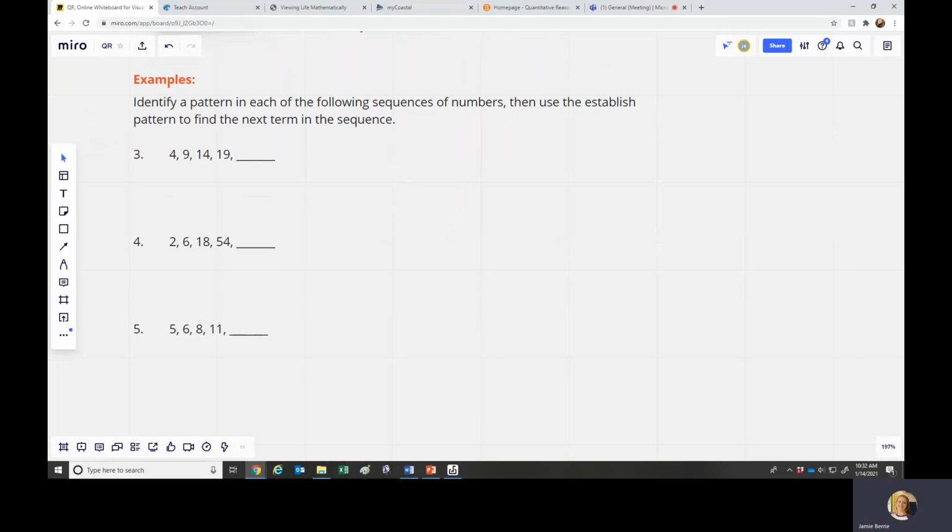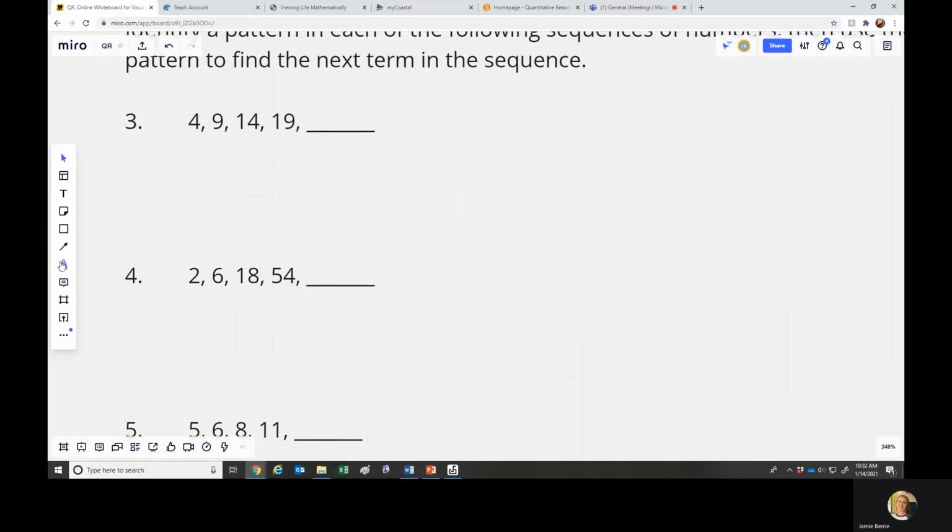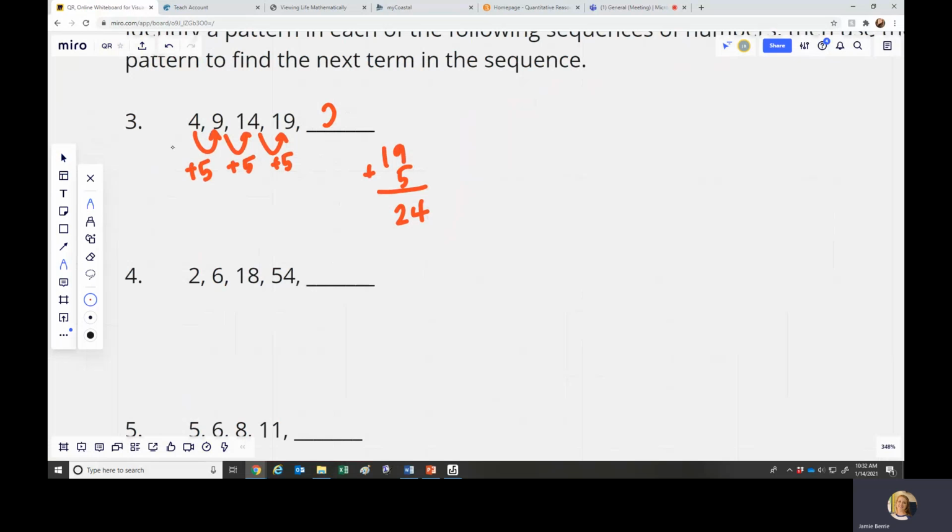All right, so let's look at this first one. Let me zoom in a little bit. There we go. 4, 9, 14, 19. Okay, so 4 to 9, we added 5. 9 to 14, added 5 again. 14 to 19, added 5 again. So we're adding 5 every time, so we should just add 5 to get to our next term in the sequence. 19 plus 5 would be 24. So there's our next term in the sequence, 24.